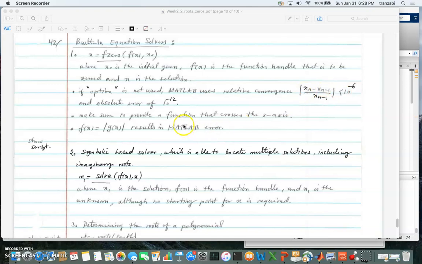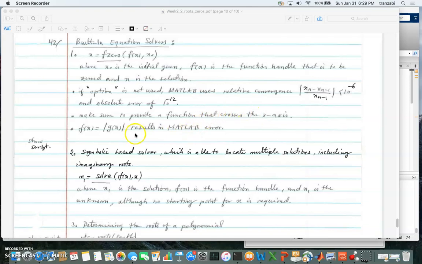So a couple of things that we have to note. One is we have to make sure that the function crosses the x-axis before we try to solve for the root. Because if the function does not hit the x-axis, that means there's no root. And even if you try to solve it by Matlab, we should not get anything, because there's no root for the function.